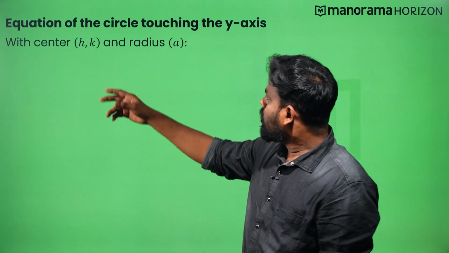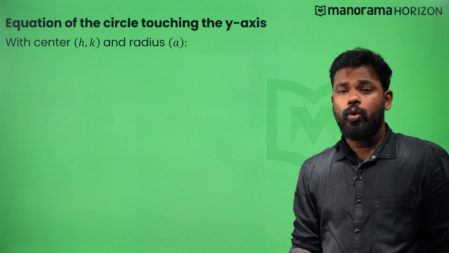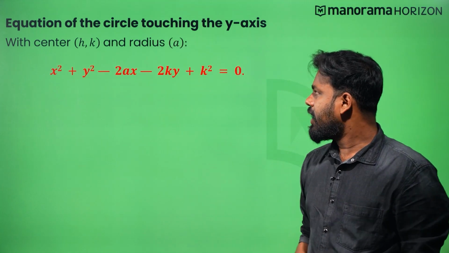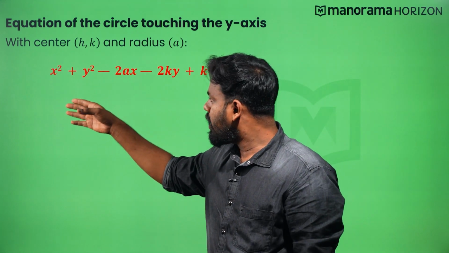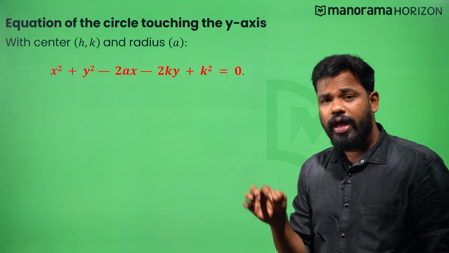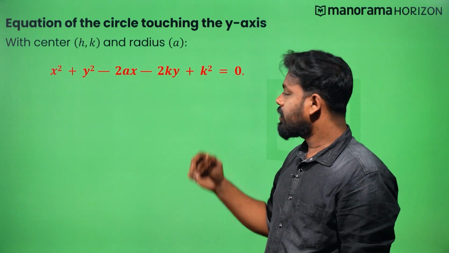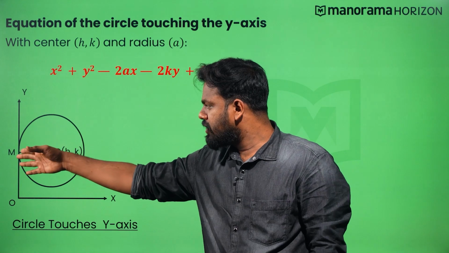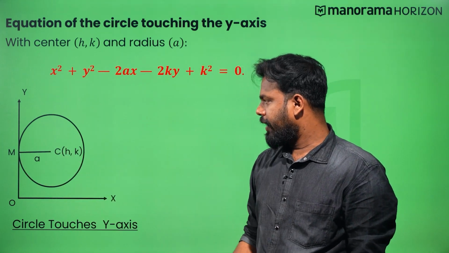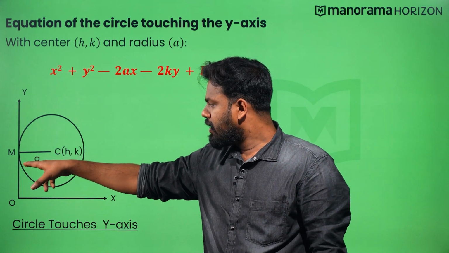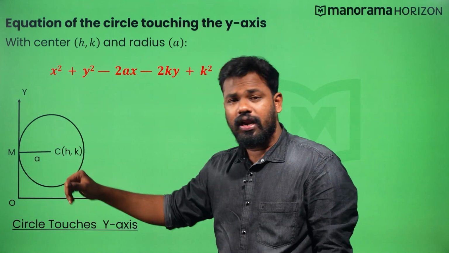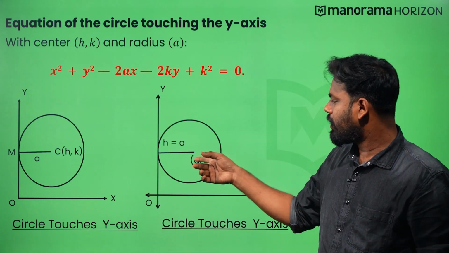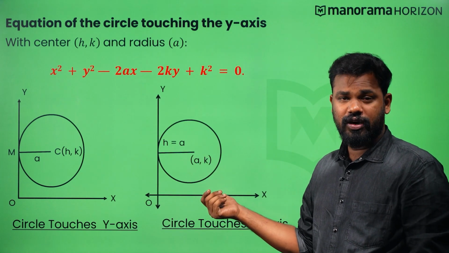Now, what will be the equation of the circle which touches the y-axis only? So again, I'm putting the center as hk and the radius a, and the equation here will be x square plus y square minus 2ax minus 2ky plus k square is equal to 0. Now, you can see from the figure here, it is touching the y-axis, and I'm putting the center as hk. And if you know this radius is a, this is which length? This is the horizontal line which is parallel to the x-axis. So I can say in place of hk, I can also put it as what? Ak. So this is the center of the circle.